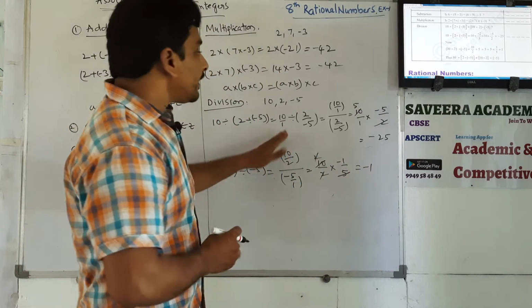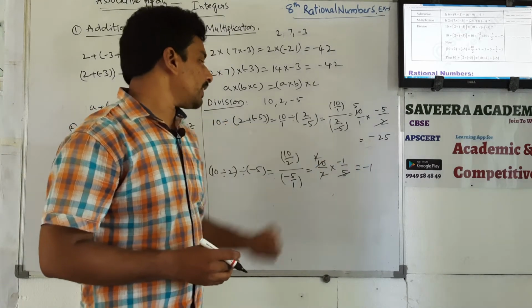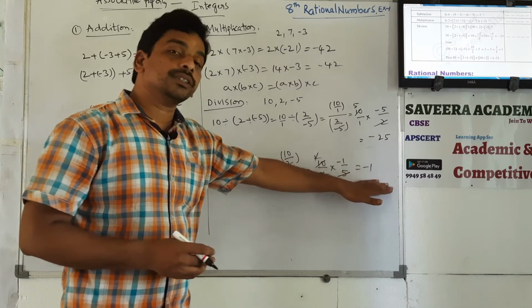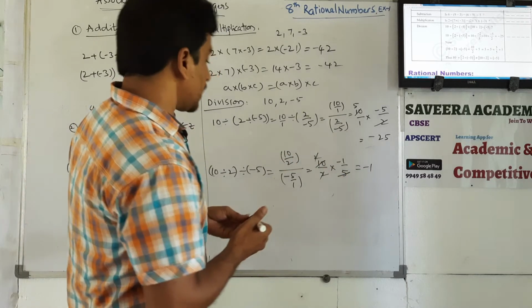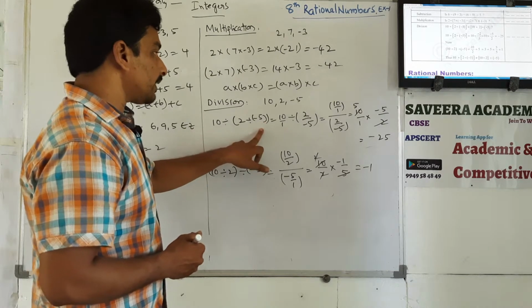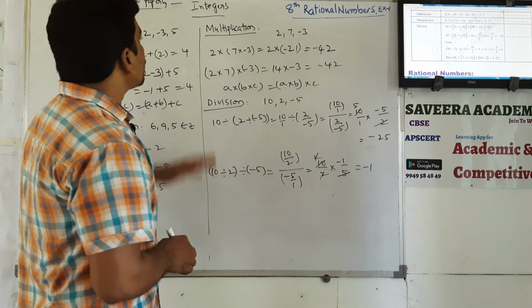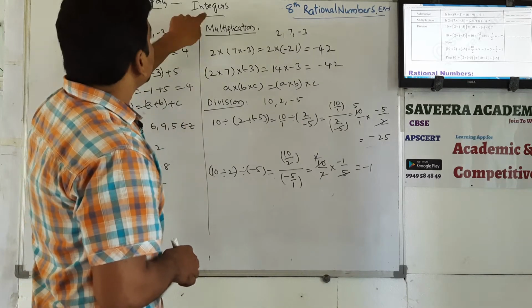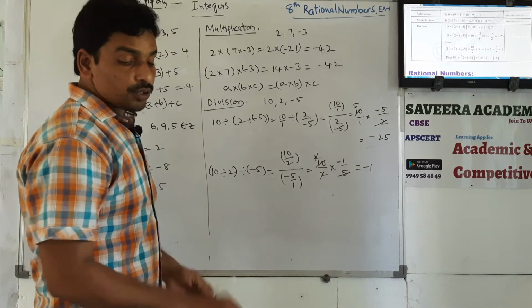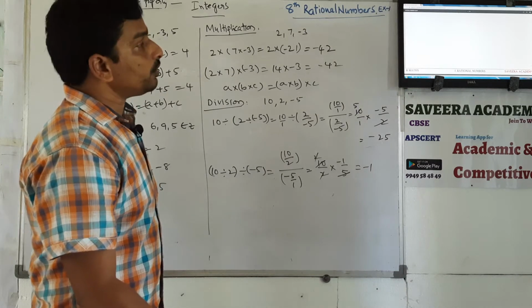So different answers you got. In the first case you got minus 25. In the second case you got minus 1. Therefore 10 divided by 2 divided by minus 5 is not equal to 10 divided by 2 divided by minus 5 grouped the other way. Therefore, division of integers does not follow associative property. Division of integers does not follow associative property.